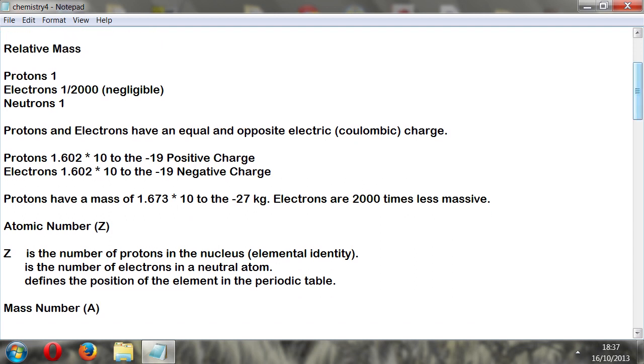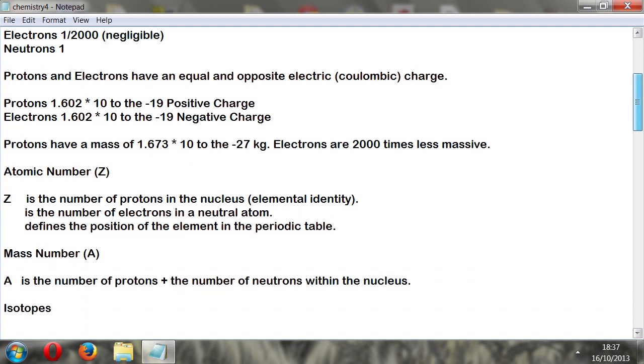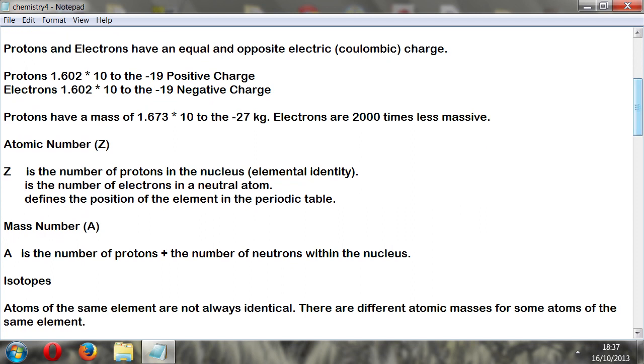What we're dealing with at the beginning here is that the main things are the atomic number and the mass number. The atomic number is denoted by Z. It is the number of protons in a nucleus, which is the elemental identity, so a different number of protons means a different element. It is also the number of electrons in a neutral, non-ionized atom. It defines the position of the element in the periodic table, which is organised that way because it relates to the number of electrons in the outer shell and so on.